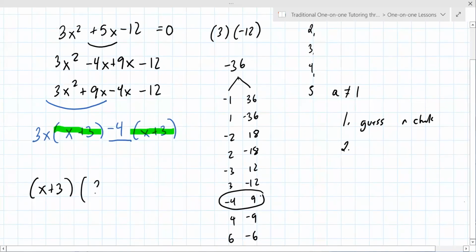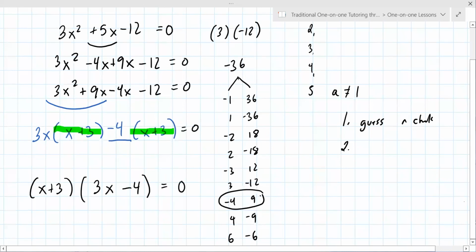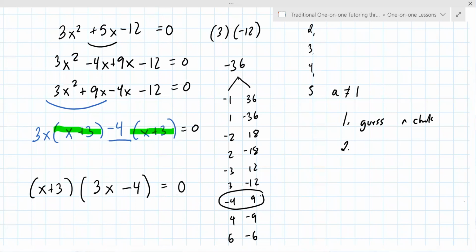And then what's left over? The 3x minus the 4. Yep. Now, I have not done a good job of setting this equal to 0. I'm going to catch up here. You are solving, okay, which means that at the end, you're going to get a... Oh, do I set these both to 0?